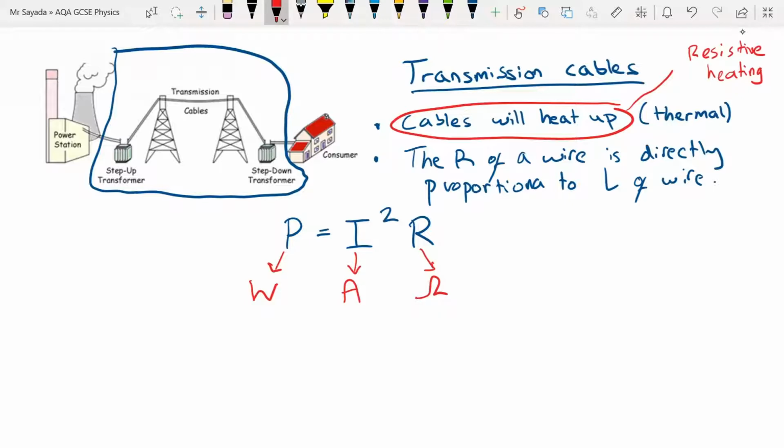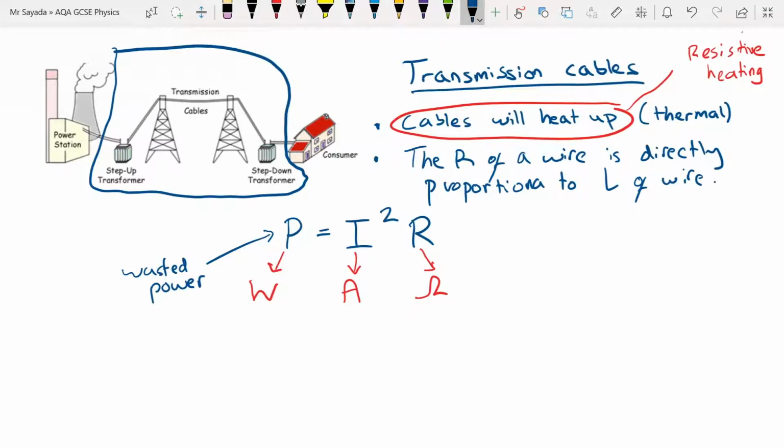Now, if you have a look at this formula, you can see there are two things which are going to contribute to the wasted power. So this is the wasted power in the cables. What does power mean? Say your answer to the video. Energy per second. So this is our wasted energy per second, and it's dependent on two things. You can see it depends on the current and the resistance.